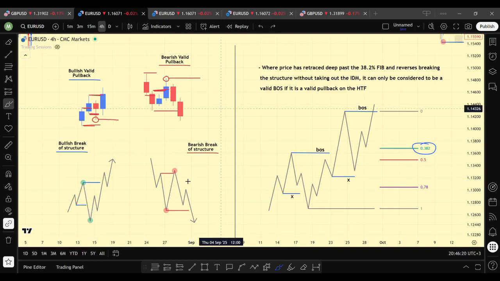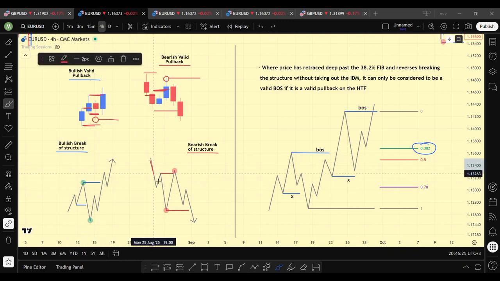And now in a bearish scenario, it will actually be the inverted form of this one. You can clearly see this one is a valid pullback. So this one here will be the high of the valid pullback.